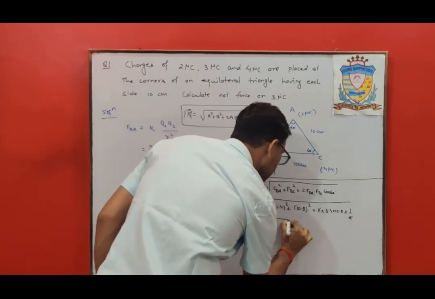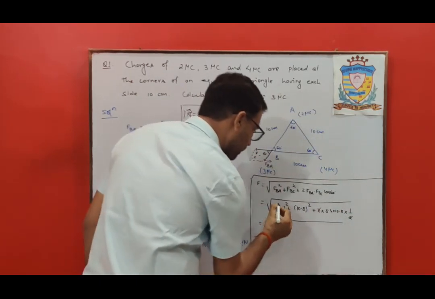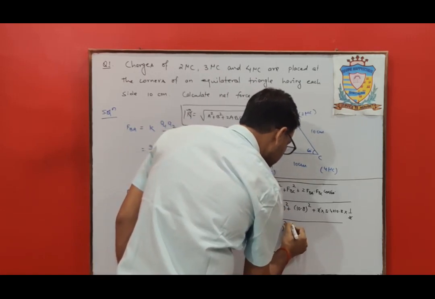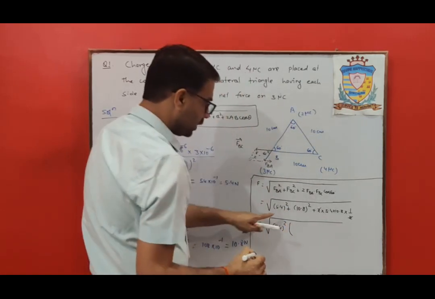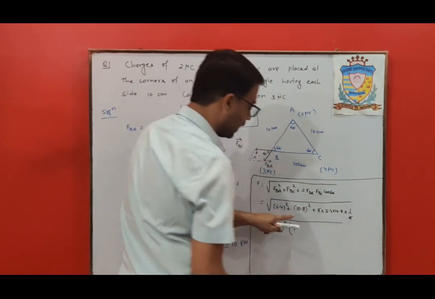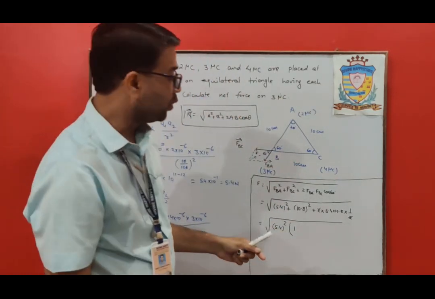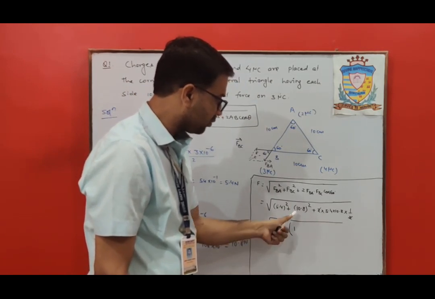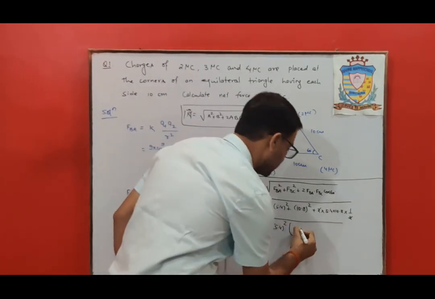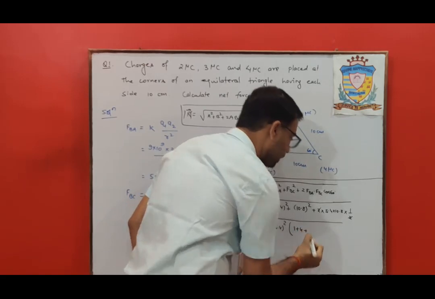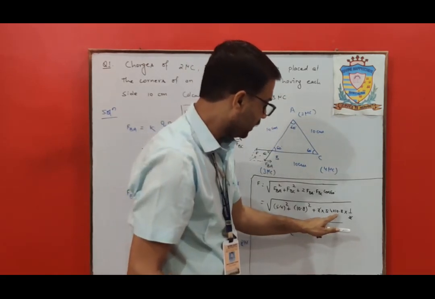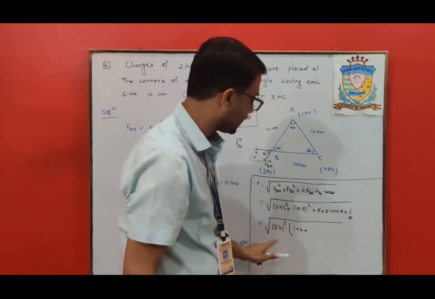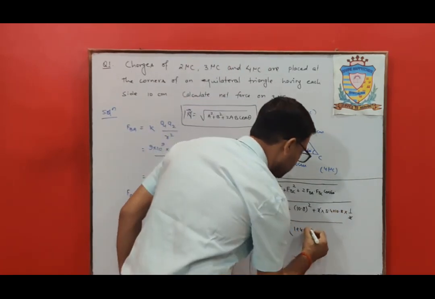Now we'll take 5.4 whole square as common. What we have now? Here we have 1. 10.8 can be written as 2 into 5.4. So 5.4 square is taken as common. So here we have 2 square. That means 4. Here 5.4, this can be written as 2 into 5.4. So 5.4 into 5.4 is taken as common. What we have now, that is 2.